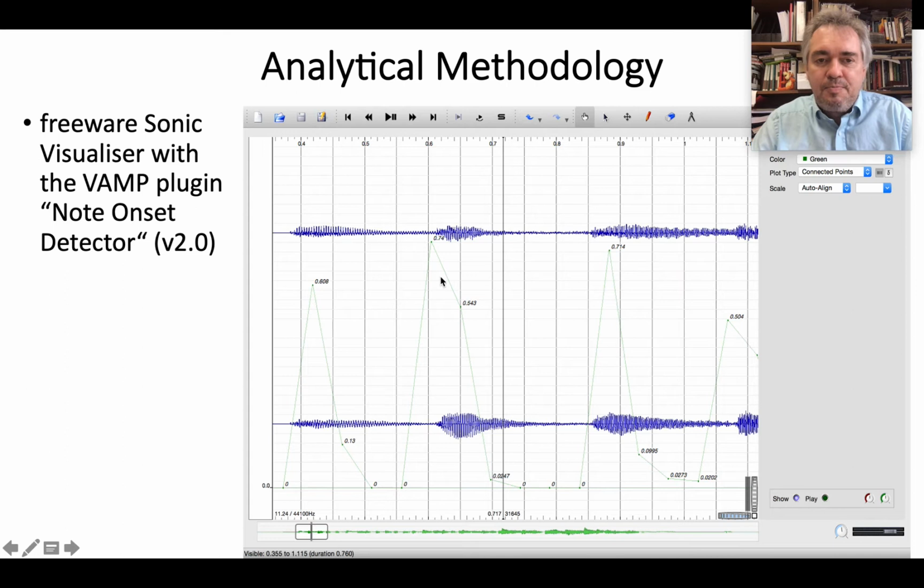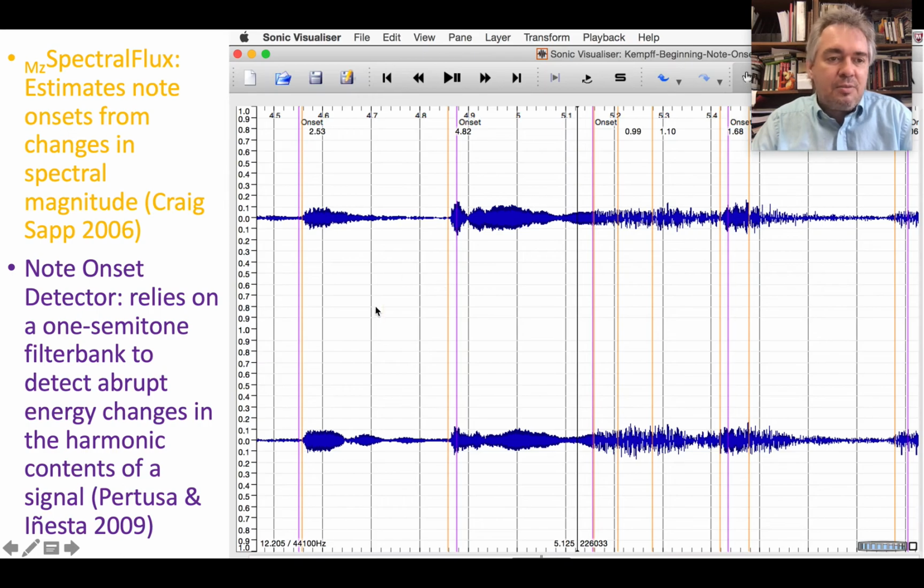Now, here I have another screenshot from Sonic Visualiser with two plugins. The yellow line here is the spectral flux plugin. It estimates note onsets from changes in spectral magnitude. It was developed by Dixon. And then the purple line here is the Note Onset Detector. It relies on a one semitone filter bank to detect abrupt energy changes in the harmonic contents of a signal.